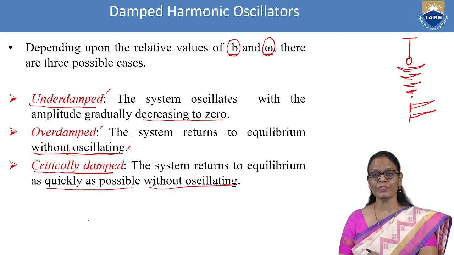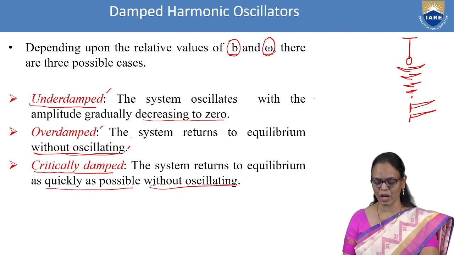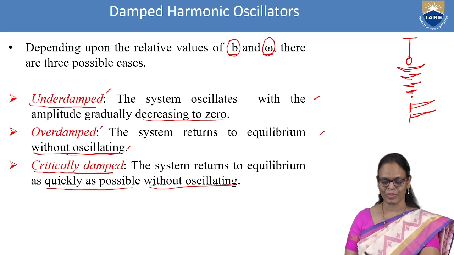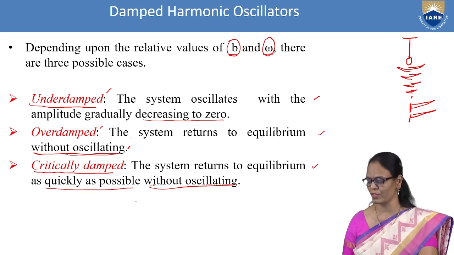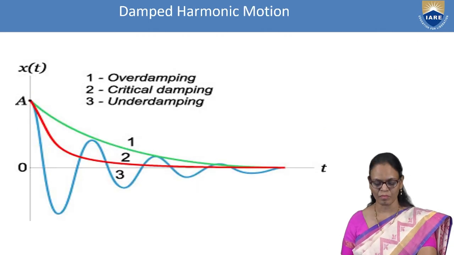Now, if you see different cases of damping, every type of damping has its own application. In some cases, we may need underdamping. In some cases, we may need overdamping. And in certain areas, we need critical damping. So, we are going to understand that with the help of examples. So, let us see the graph for these three cases.